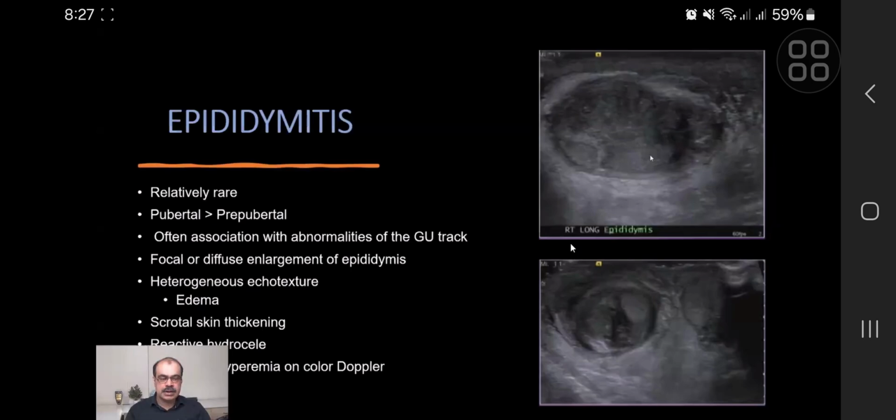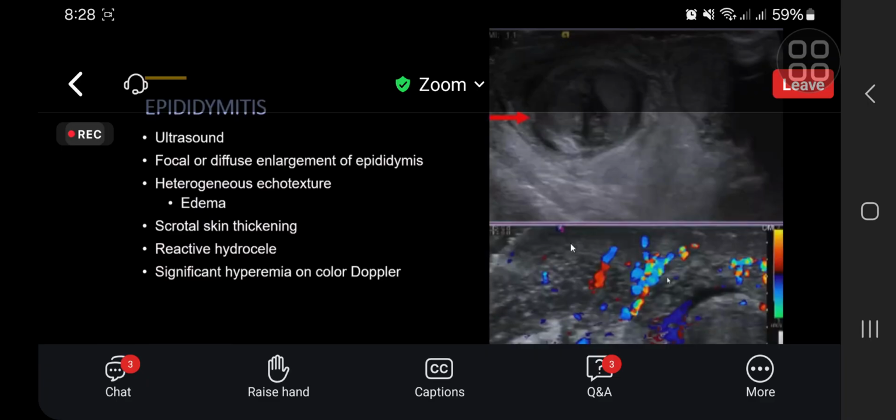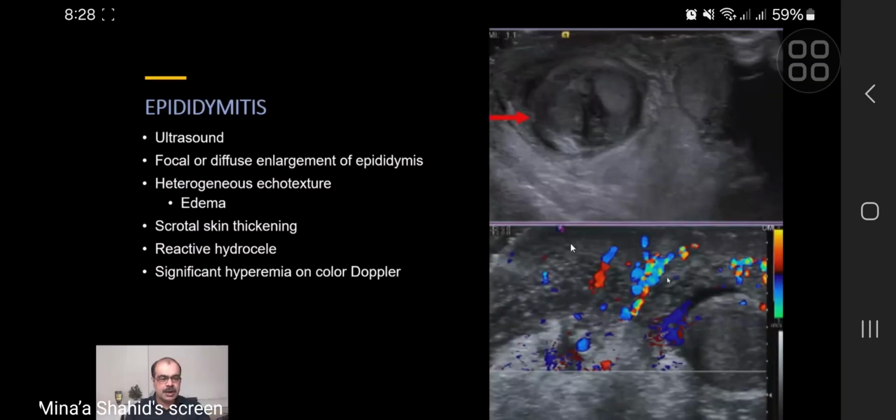So this is again a picture of focal or diffuse enlargement of the epididymis due to epididymitis, and all these findings are seen.